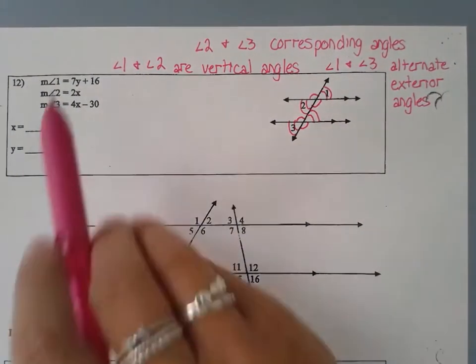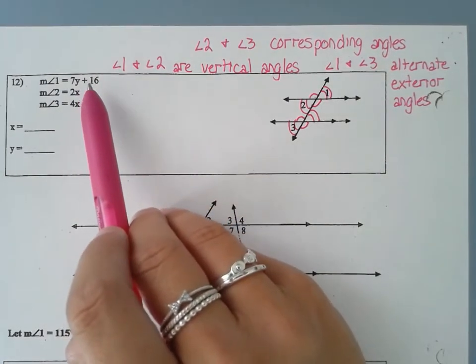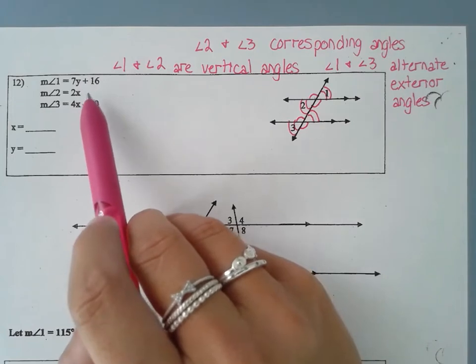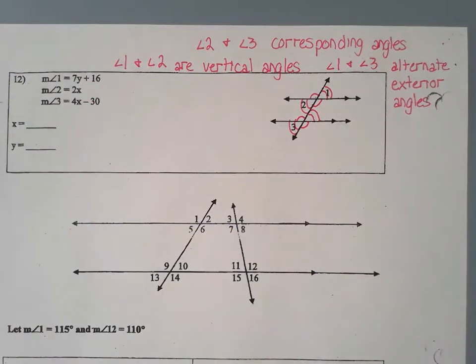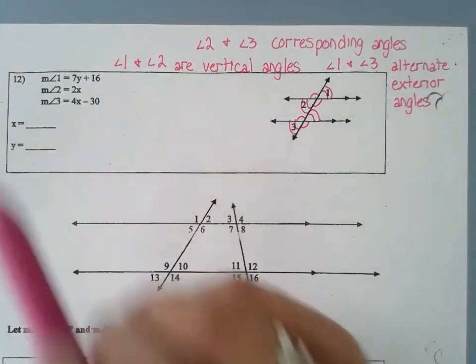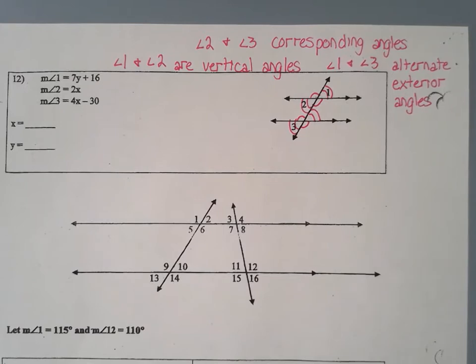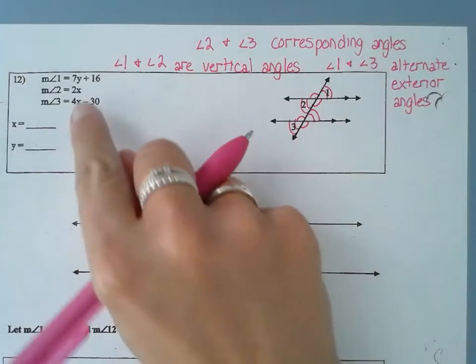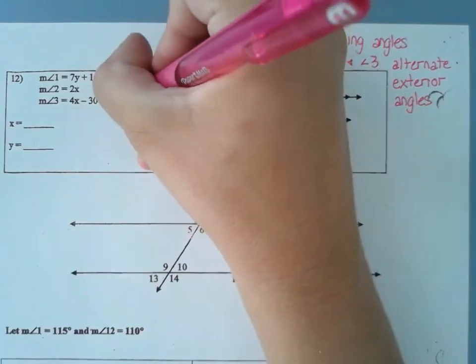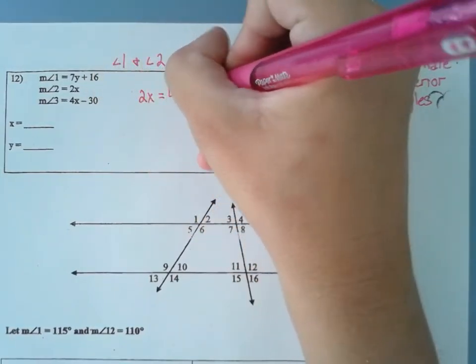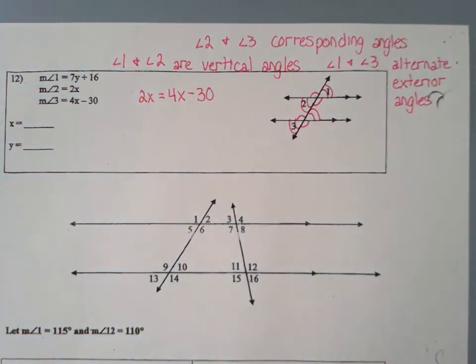In order for us to solve, we actually want to wait to use angle 1. Angle 2 and angle 3 both use the variable x. Since they use the same variable, it's going to be easiest for us to solve there. We don't want to solve for two different variables at the same time because that's pretty impossible. We have 2x equals 4x minus 30 because all of these angles are congruent.